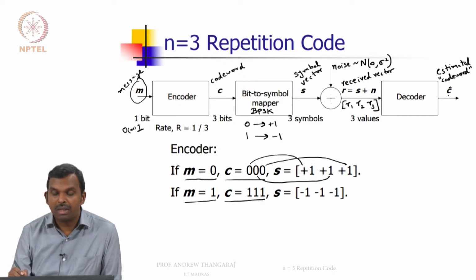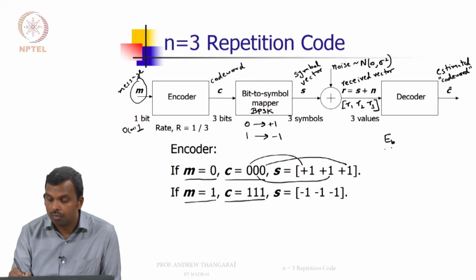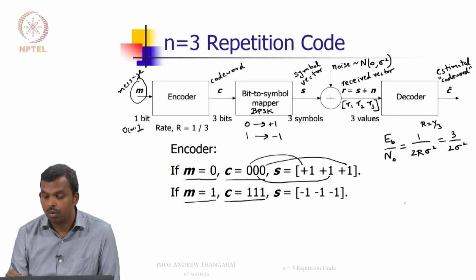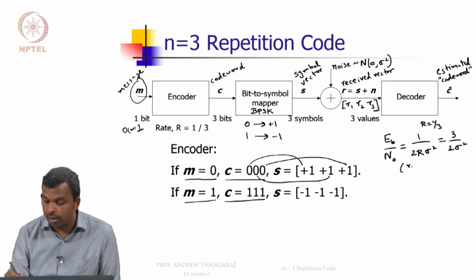A few comments on the parameters that we had. First is Eb over N0. If you remember, Eb over N0 is 1/(2R sigma squared), and R is 1/3. So if you put R equals 1/3, you will get 3/(2 sigma squared). So this is Eb over N0 for the rate 1/3, n=3 repetition code.